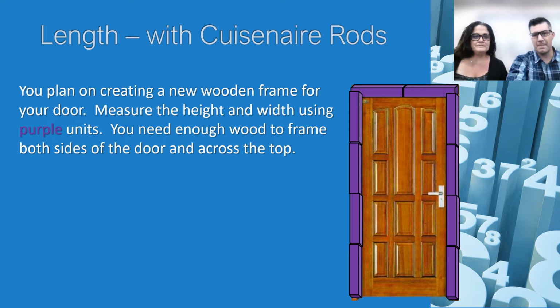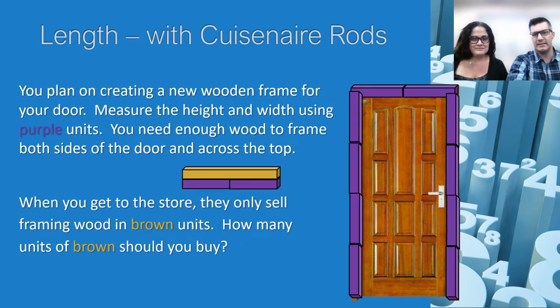Wedges and degrees, right? So now we're measuring in purple units. We see how many purples I needed. 1, 2, 3, 4, 5, 6, 7, 8, 9, 10 purples. But they only sell in brown. So this one's a little different. I would maybe look for chunks of purple. Every 2 purples would be equal to 1 of my browns. So we're going from a smaller unit to a larger unit.